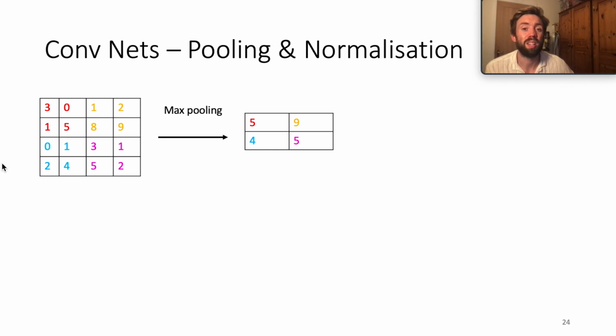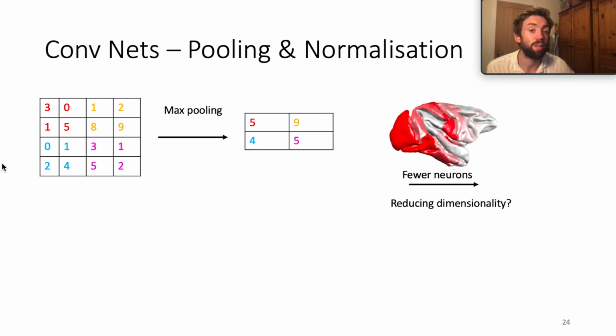Now this results in a reduction in the number of units or number of neurons in the model as you get deeper into the model. And this seems to have some resemblance, at least on a superficial level, with the decreasing number of neurons that you get along the cortical hierarchy in the primate brain, at least.